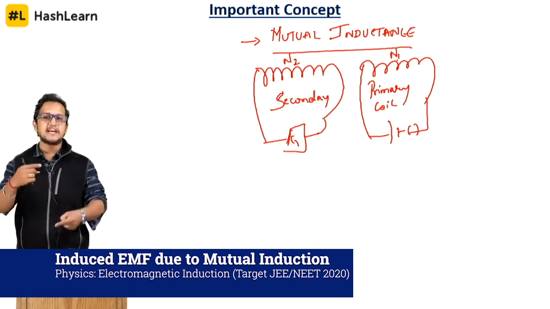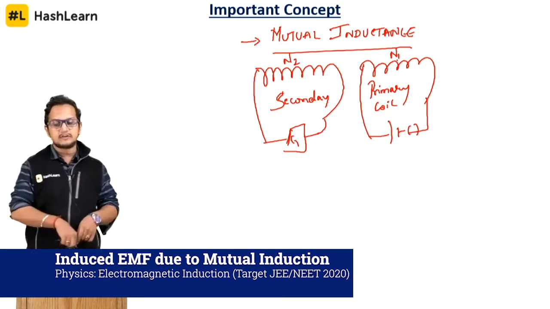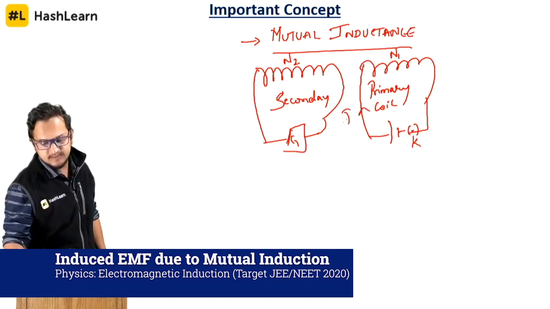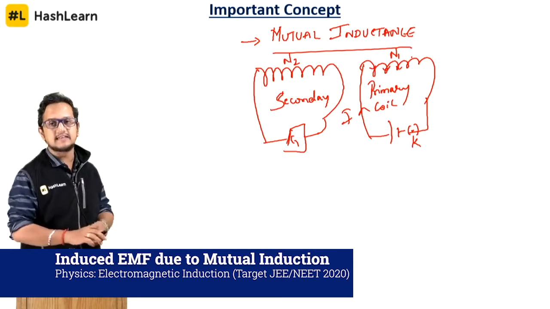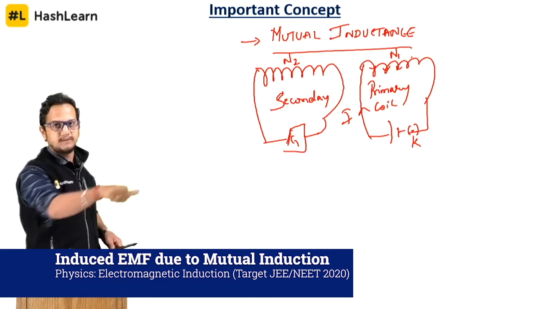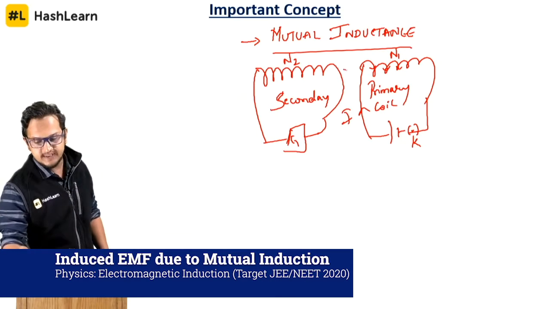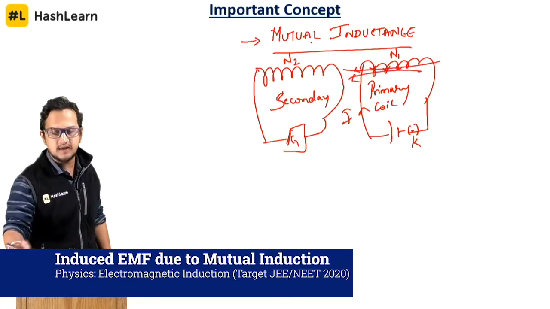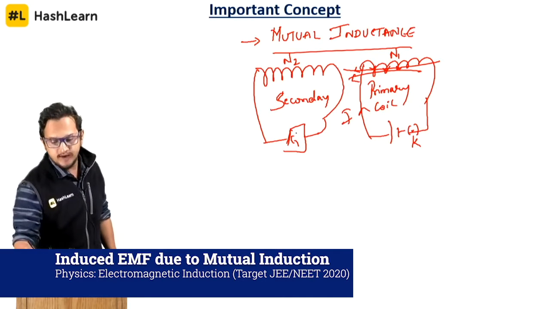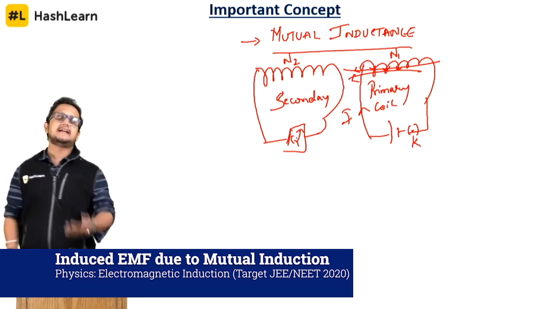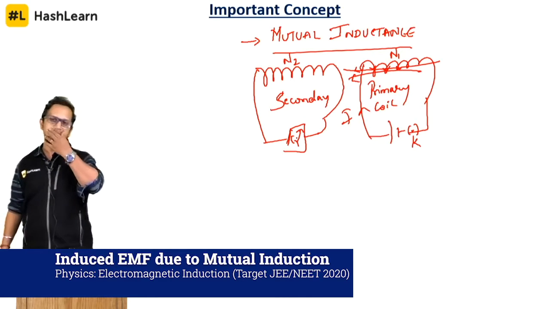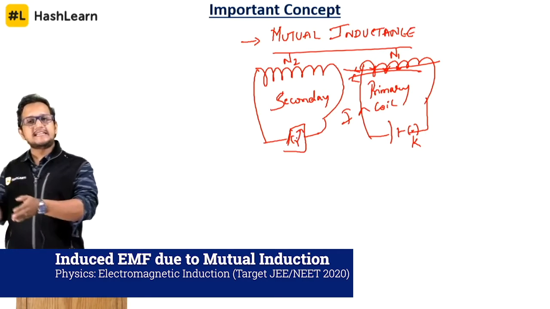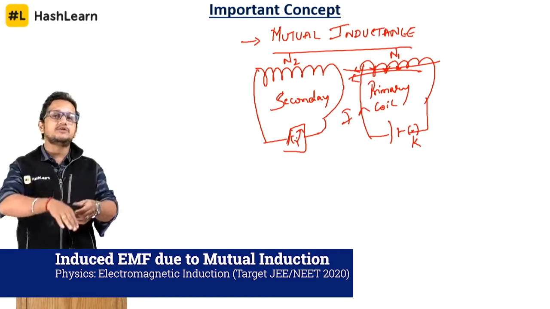Whenever there is a change in the current, when I close the switch and the current is moving in the coil, there is a magnetic field induced in this direction. Whenever a magnetic field is induced, there is a change in flux in the secondary coil, due to which a current is induced, which we had studied with the coil and galvanometer. But this change in flux will give rise to an induced EMF.